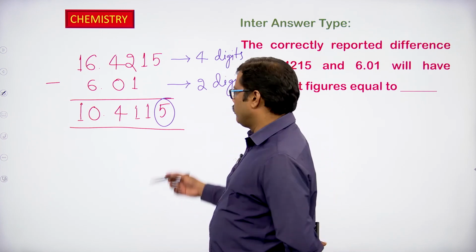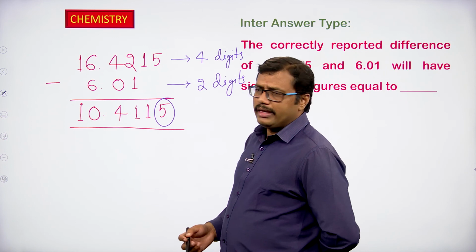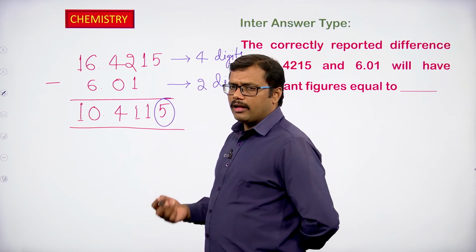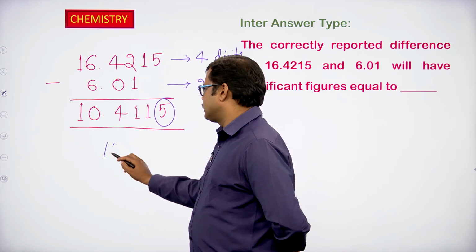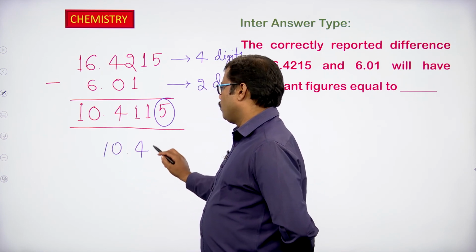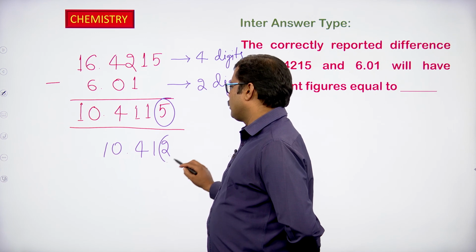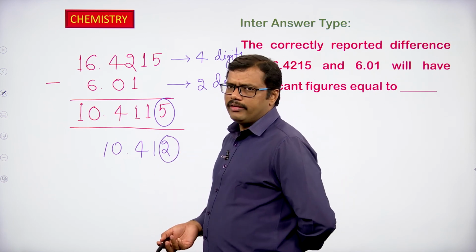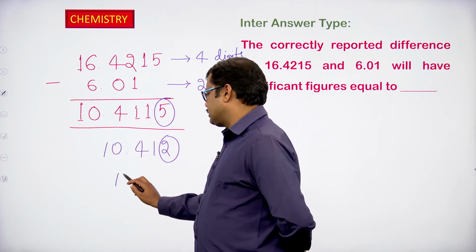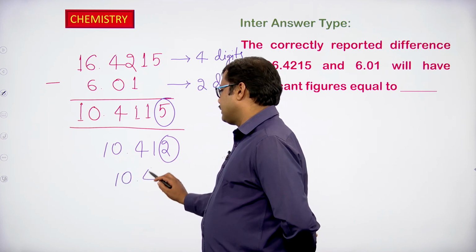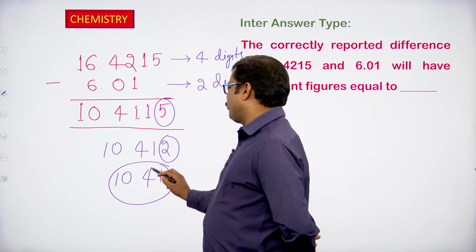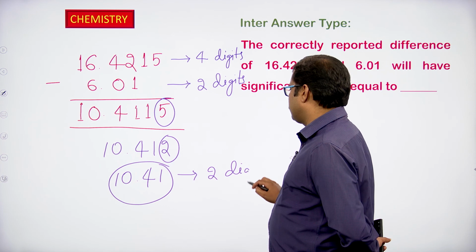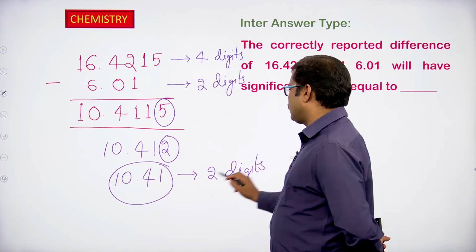So, in that case what do I have to do? The number to be removed is equal to 5. Look at the preceding number. If it is odd, increase it by 1. So, it becomes 10.412, and then I have to remove the 2. When I am removing 2, 2 is less than 5. So, in that case no need to change the preceding number. So, it will be as it is, 10.41. So, 10.41 has how many digits after the decimal point? It has 2 digits after the decimal point. So, this is the correct answer.